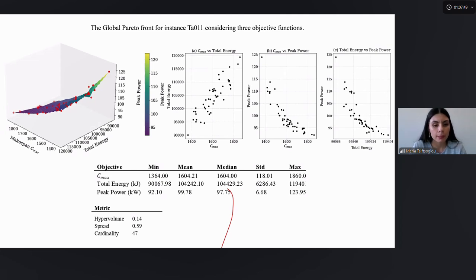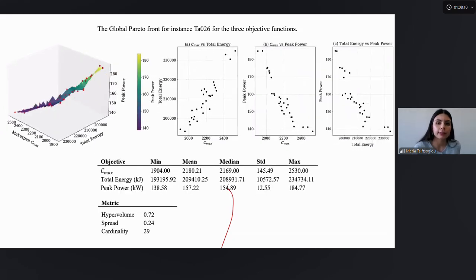Now, the metric table summarizes the overall performance. The hypervolume indicates an overall good quality Pareto front, while spread indicates a reasonably good distribution of solutions. The total number of solutions in this Pareto front was counted to 47. Here we can see another indicative result for instance number 26, and we can arrive at the same conclusion as before. The relationship between the objectives seems to be the same.